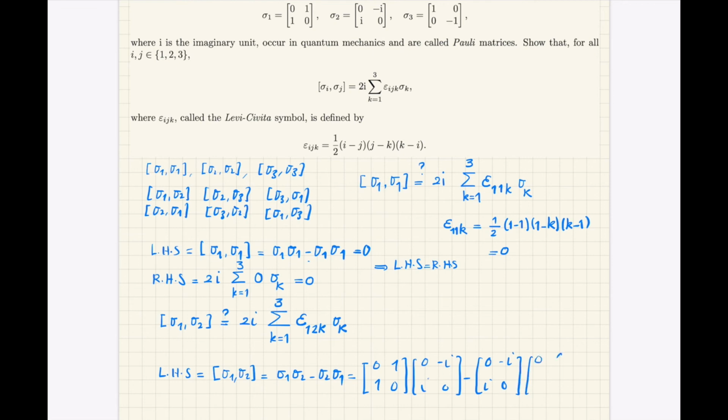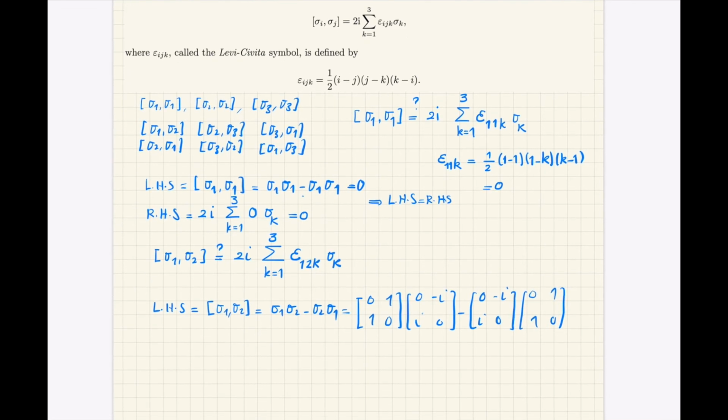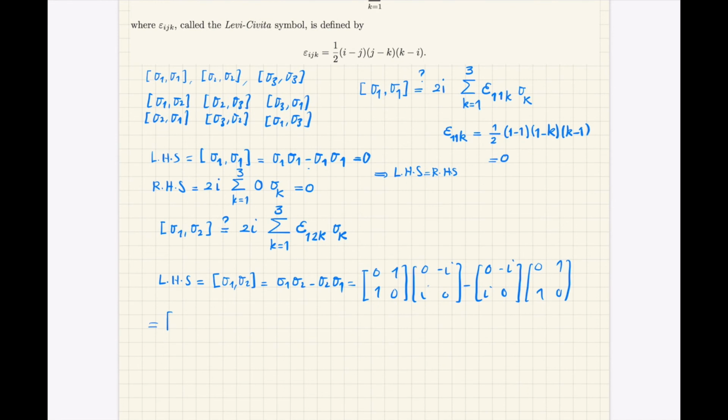And then I have 0, 1, 1, 0. I need to calculate these matrices now. So the first one becomes i by multiplication, the second one 0, the third one also 0, and the last one minus i. Minus, if I multiply the other two matrices, it becomes minus i here, 0 here, 0 here, and i here. Now if I subtract them, I will have i minus minus i, which is 2i.